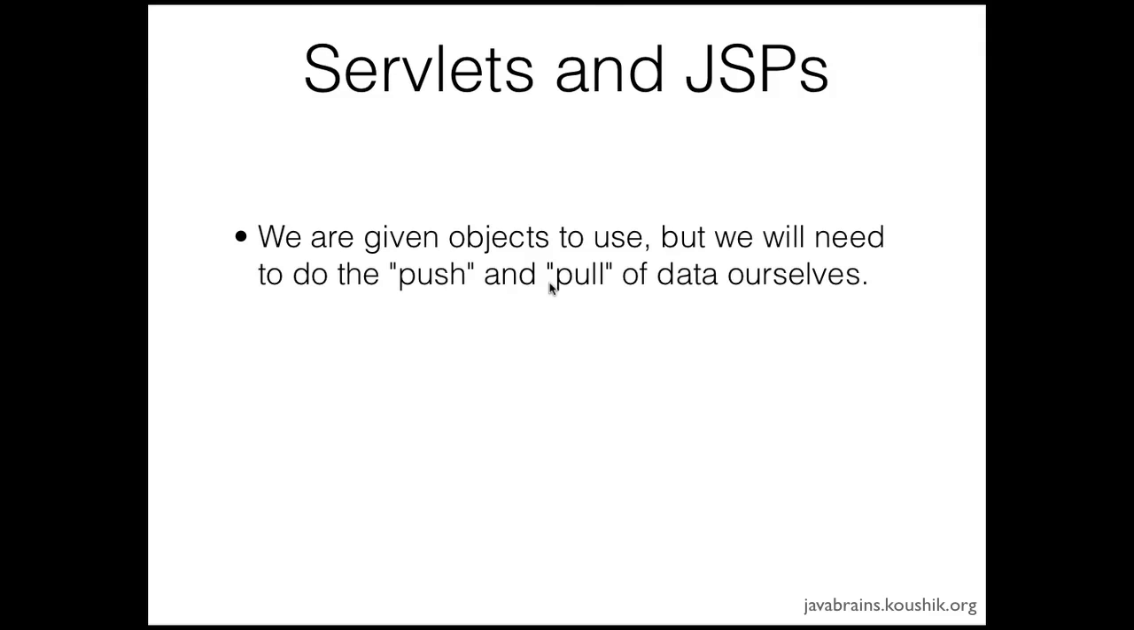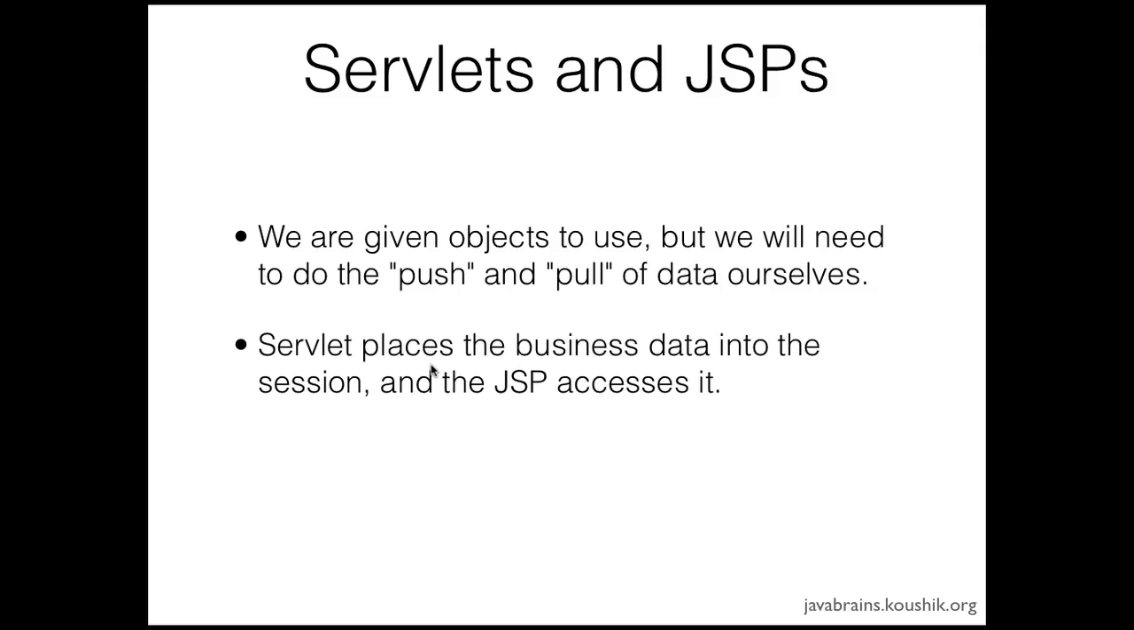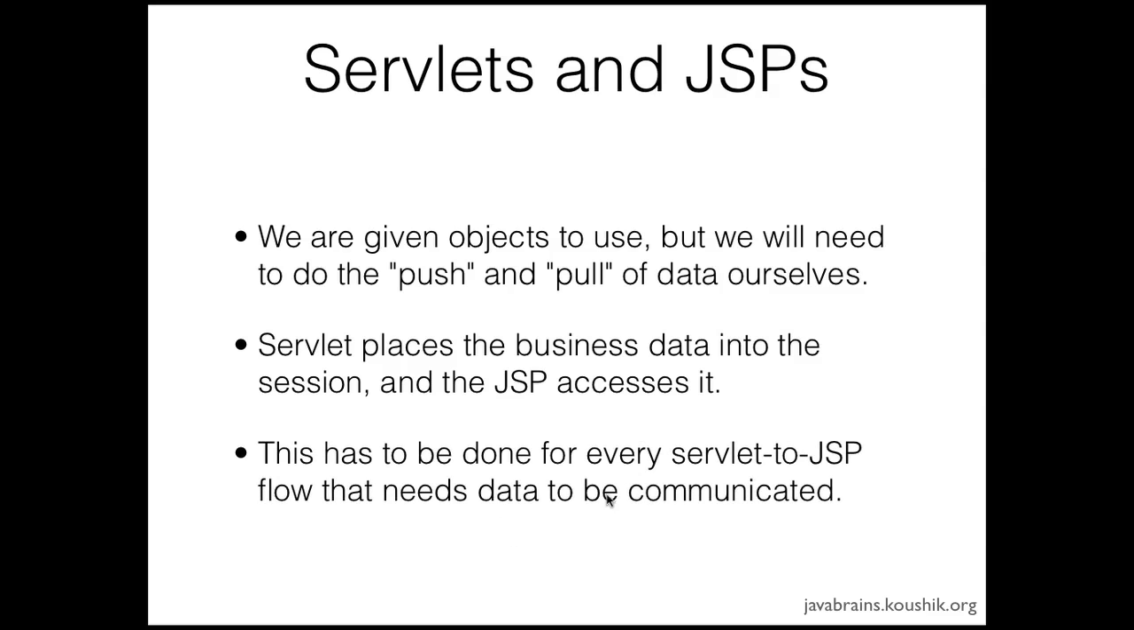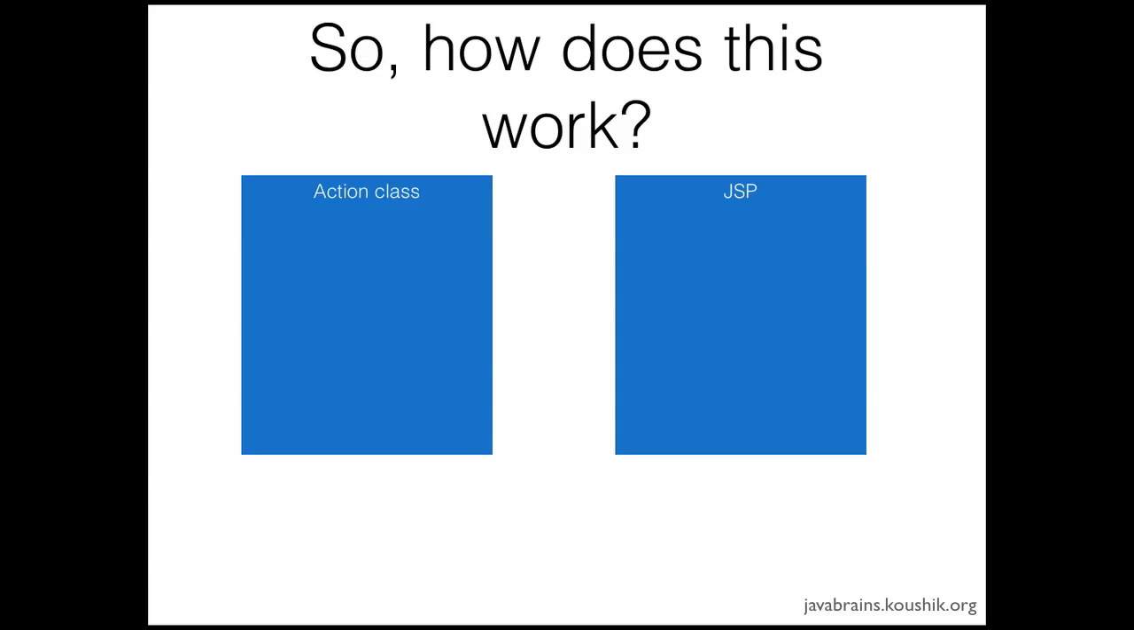So we are given the objects to use, but we need to do this push and pull of data ourselves. This is not automatic. We need to give names for these attributes. We need to save it in the servlet and then access it in the JSP. And this has to be done for every servlet to JSP communication that needs data transfer. Okay, so now that we know this, how are Struts 2 actions different?